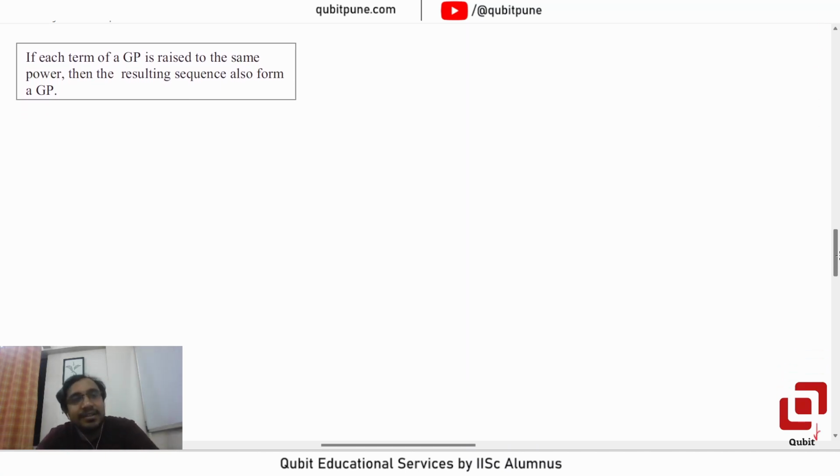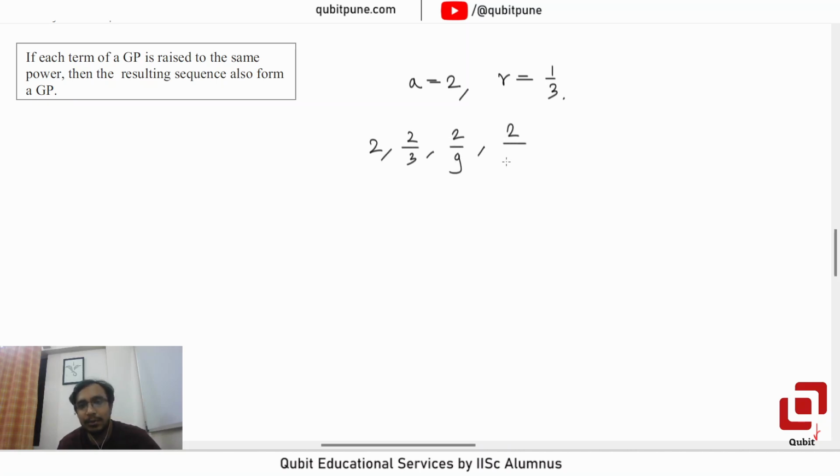If each term of a GP is raised to the same power, then the resulting sequence also forms a GP. Okay. So suppose I take A as 2 again, and suppose I take R as 1 upon 3 again. So what will be the GP now? 2 by 3, 2 by 9, then 2 by 27 and so on. Suppose we raise it to 2.